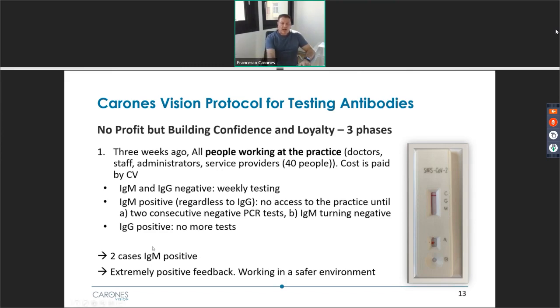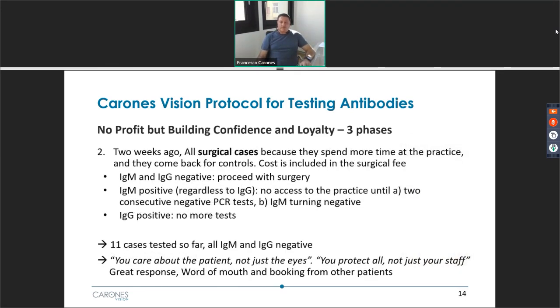So up to now, we had only 2 cases IgM positive in our staff, and as I said, they were told just to stay home, recover, and not show up, not because they were sick, just because they were IgM positive. This was extremely well perceived by the staff. This built a huge confidence with the staff as regards the safety protocols and the fact that we care about them. And they feel like they're working in a safe environment.